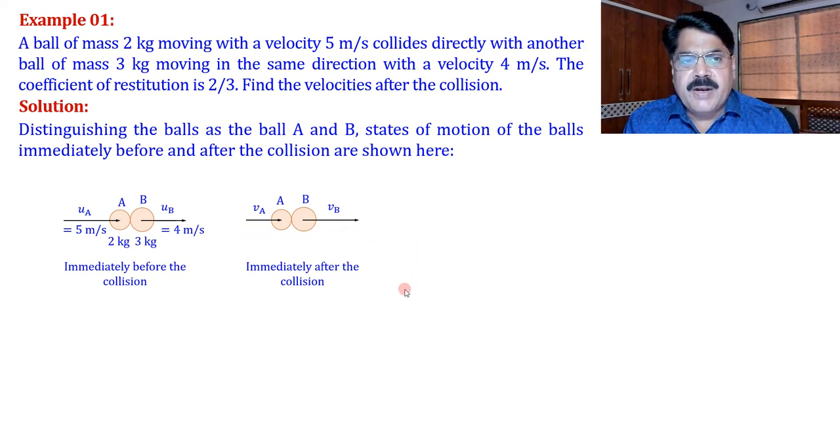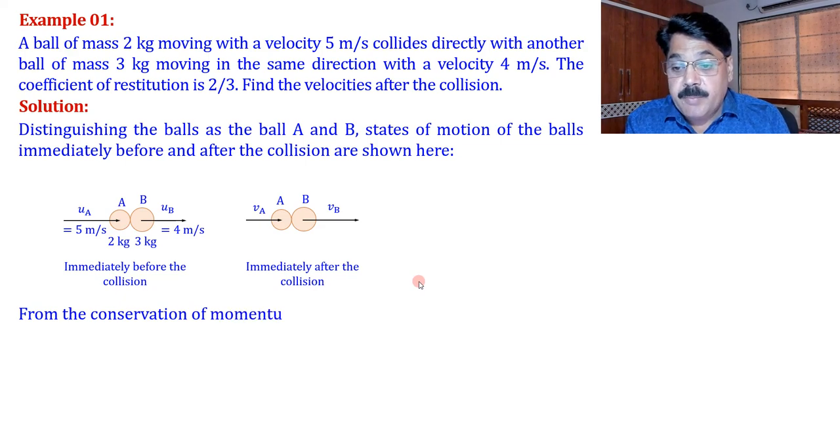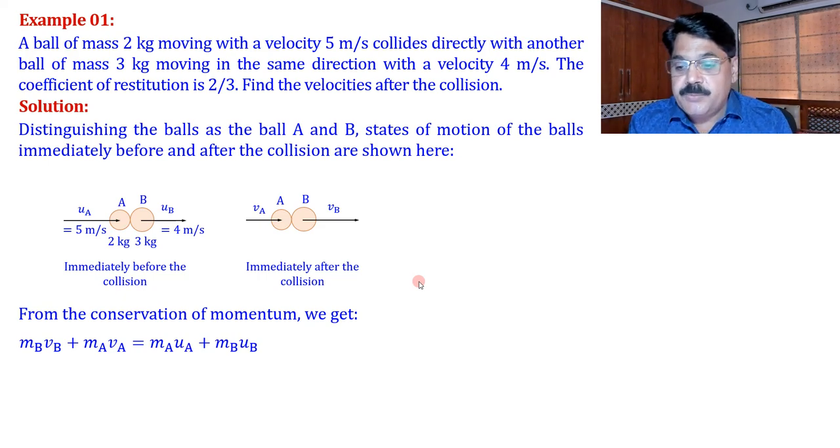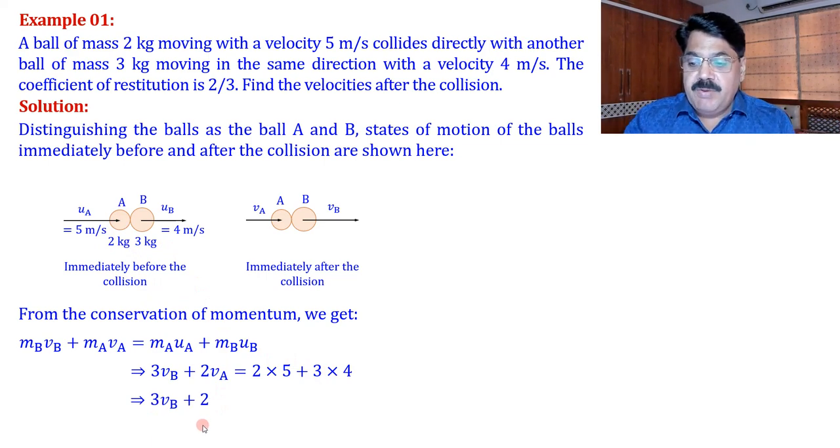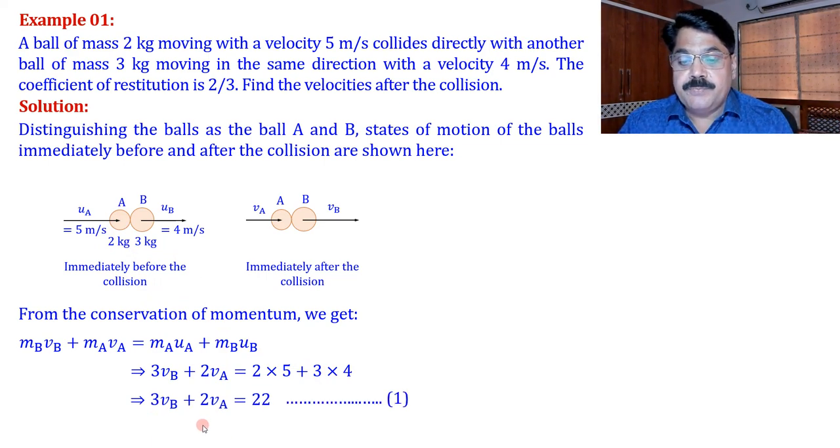Now we can write two equations, one from conservation of momentum and one for E. From the conservation of momentum, we get MB VB plus MA VA is equal to MA UA plus MB UB. By substituting values, what do we get? 3 VB plus 2 VA is equal to 2 into 5 plus 3 into 4. So the equation we get here is 3 VB plus 2 VA is equal to 22, equation number 1. That is 10 and 12, so 22.